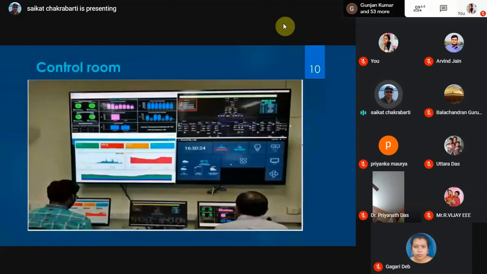This is a picture of the control room that we have. You can see the single line diagram of the system. This is our entire distribution system. These are some analytics that we developed. This one, as well as this one.